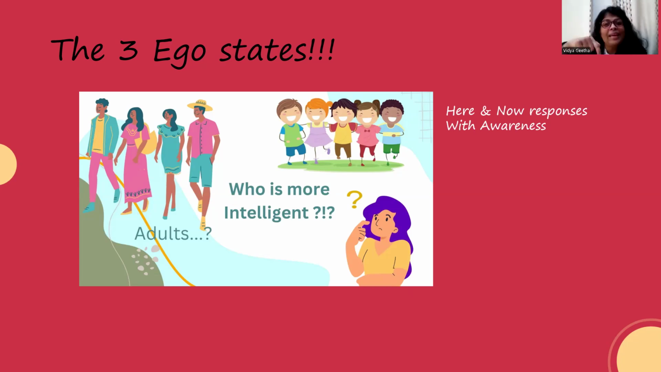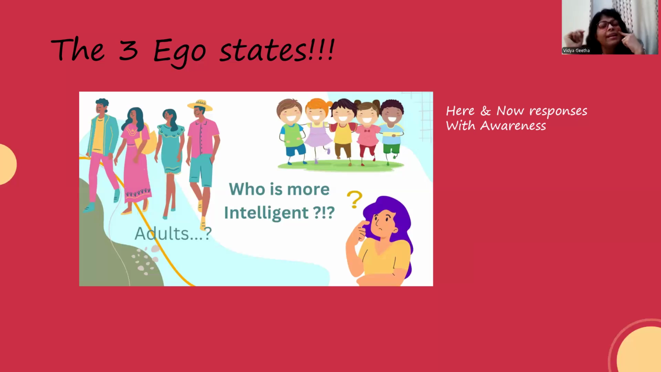Adult responds in the present, here and now, with awareness. How does this adult behave? When we are understanding things from an adult ego state, we will gather all information and then we try to process it. We try to discuss with some people and then weigh the pros and cons and then ask so many questions: how, why, where, when, what, and then understand the whole thing from all angles and get a clear picture. Then comes the solution part.